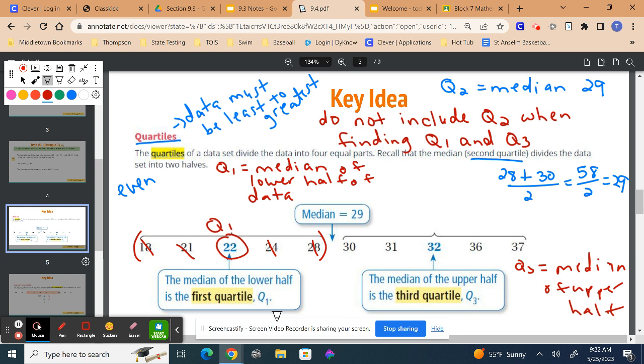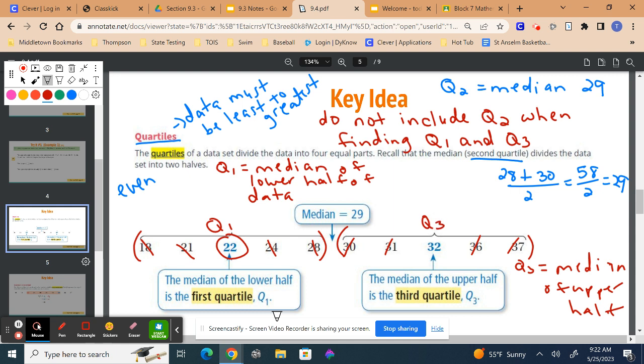Now we have to find quartile 3. So where am I going to start, actually? At 30. And where am I going to end, obviously? 37. Okay, does everyone understand that? All right, so did I include quartile 2? No, that's a good thing. So cross off and find the median. And what do I get? 32. All right, and that's your quartile 3. Does this make sense?